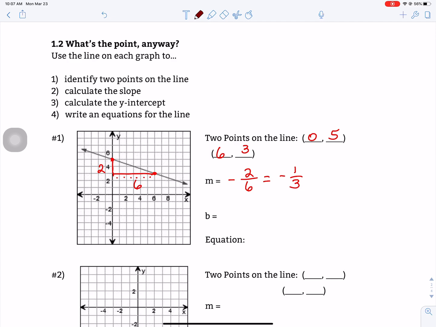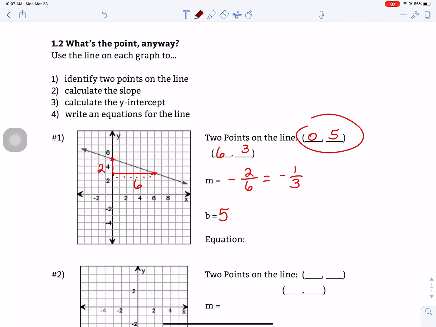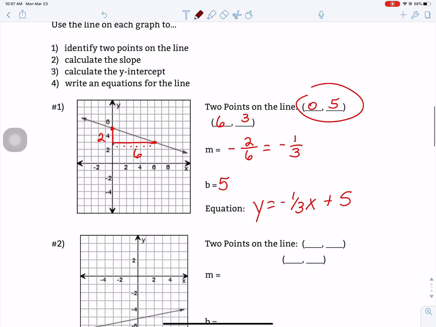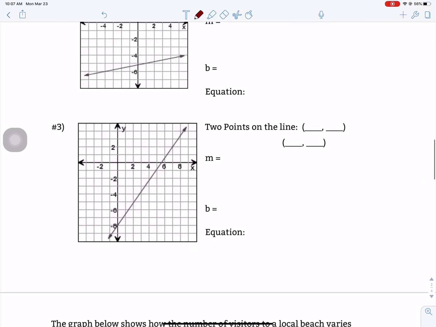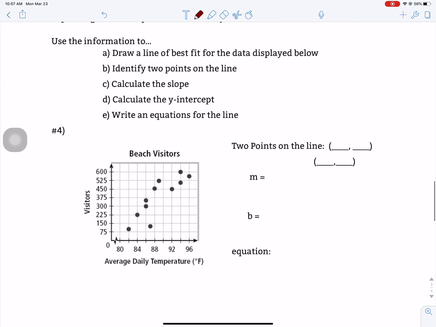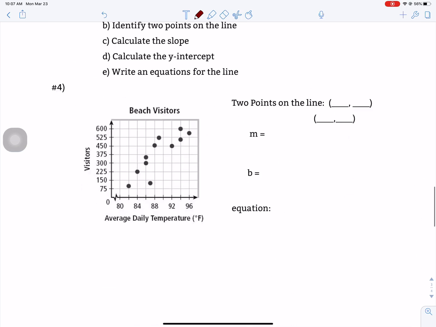My y-intercept, I can easily read off my graph, and it's the same as this point here. So it would be 5. So y equals negative 1/3 x plus 5. Doing the same thing on the next graph, identifying those points, looking at the slope, and writing in the equation.